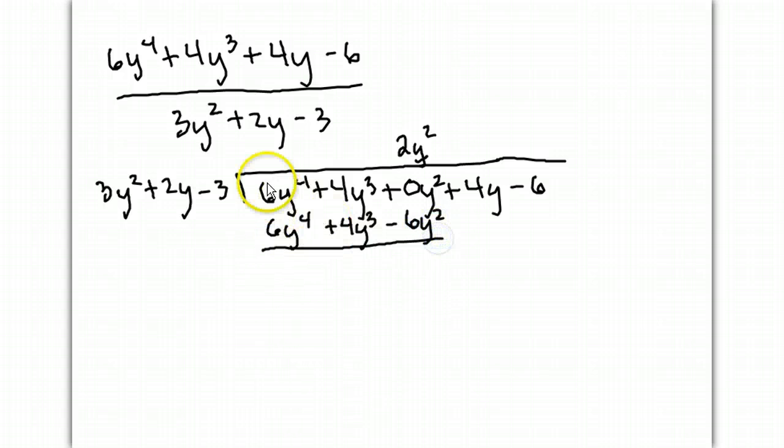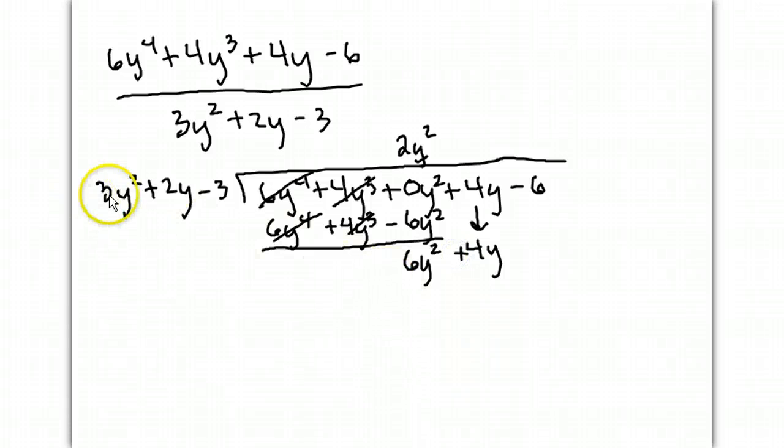And when we subtract everything, 6y to the fourth will cross out with 6y to the fourth. And then 4y to the third minus 4y to the third, they'll both cross out. And then we have a 0y squared minus a negative 6y squared, which will give us a positive 6y squared. And then we bring down the 4y.